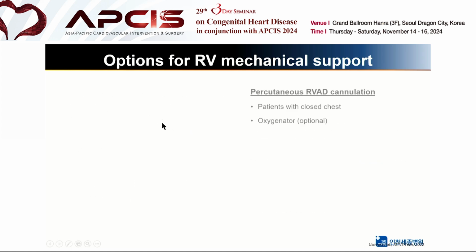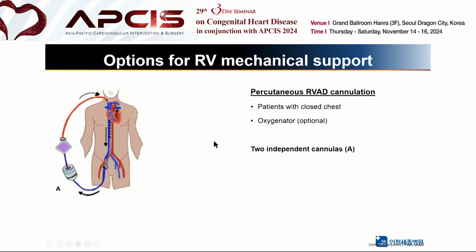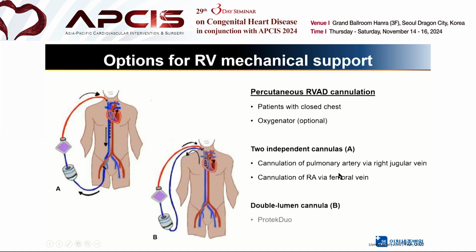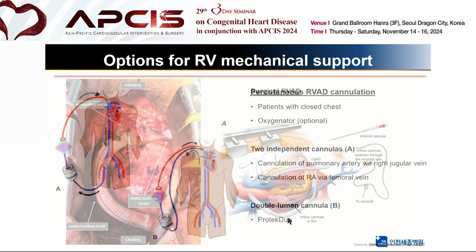And for percutaneous RVAD cannulation, we have options suited for patients with a closed chest with an oxygenator, and two independent cannulas like this, and cannulation of the pulmonary artery via the right jugular vein, or cannulation of the right atrium via the femoral vein, or double lumen cannulation like Protek Duo, which allows for easier cannulation and potentially improves patient mobility. However, in Korea, we don't have a Protek Duo.